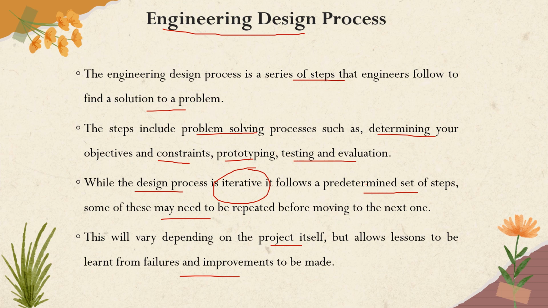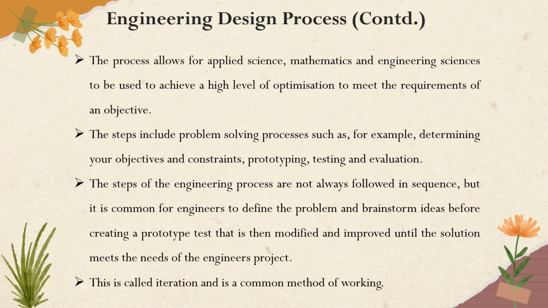We are doing something and we are getting an output. The output is not as good as we thought it would be. Therefore, we are designing it again, or we are going back and doing it again. Okay. So the process allows for applied science, mathematical and engineering sciences to be used to achieve a high level of optimization to meet the requirement of the already defined objective.